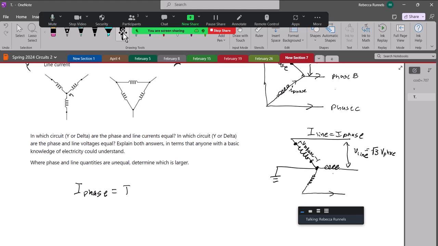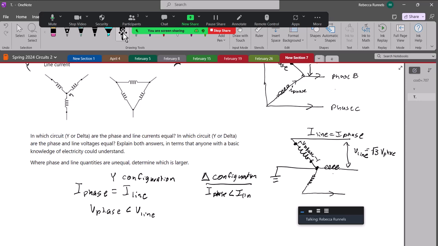That I phase equals I line for a Y configuration. And V phase is less than V line in a Y configuration. And then in a delta configuration, I phase is less than I line, and V phase equals V line.